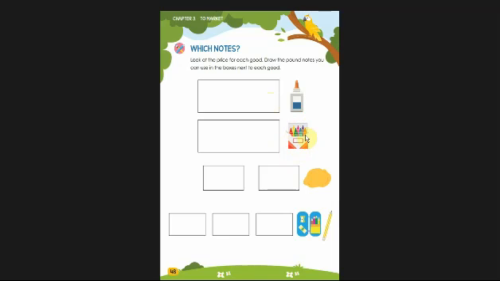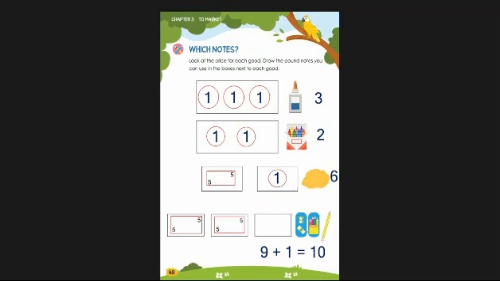See which one. Here the crayons, how much was it, and draw the notes. And the clay, and draw it. And here you have a pencil box and the pencil. Now let's check the answers.